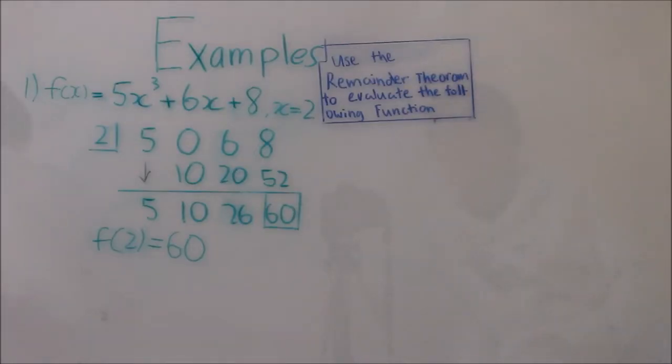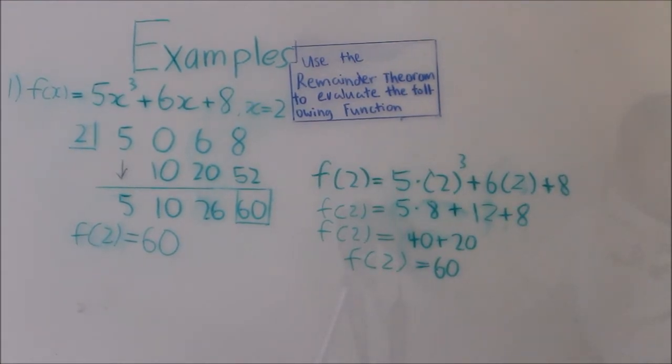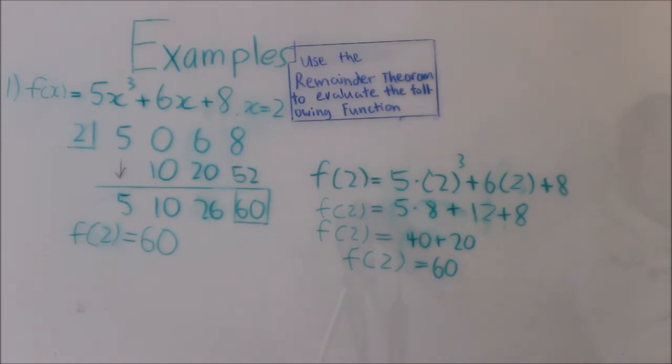Here's a simple example of applying the remainder theorem to evaluate the polynomial function. Use the remainder theorem to evaluate the following function: f of x equals 5x cubed plus 6x plus 8 when x equals 2. As you can see here, by using synthetic division, we can come up with a remainder of 60. By the remainder theorem, we can conclude that f of 2 is equal to 60. You can see here that the same result is achieved when substituting 2 into the given function and when applying the remainder theorem.